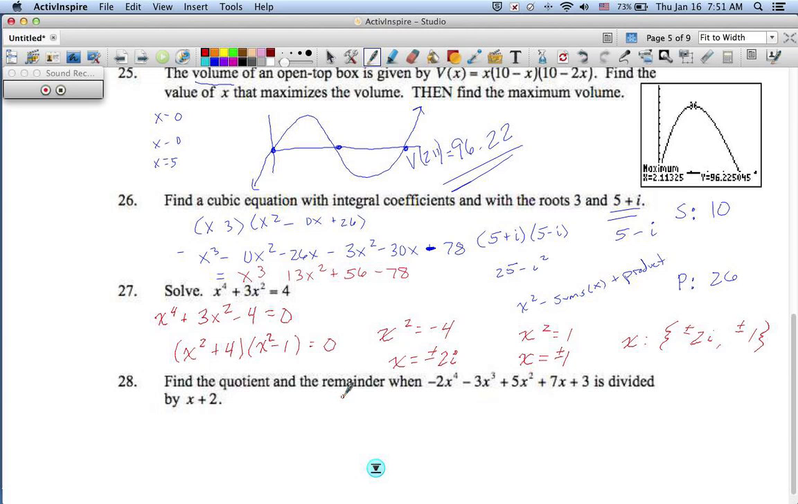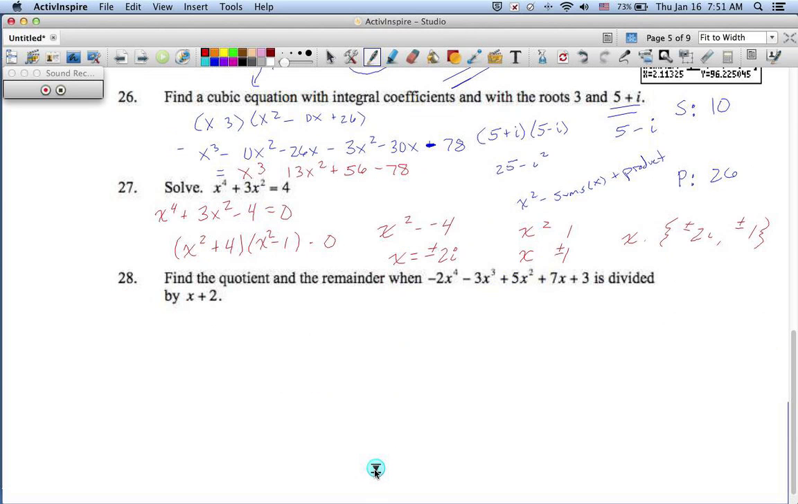And find the quotient and the remainder when this is divided by x plus 2. Let's give myself a little more room here, hit the scroll down bar. And I'm going to do synthetic division here. That I think was the obvious choice. So what makes this 0? Negative 2 makes it 0, so that goes in my little divisor box. Coefficients. Negative 2 is my quartic, negative 3 is my cubic, 5 is my quadratic, 7 is linear, 3 is constant, so there are no gaps in there.